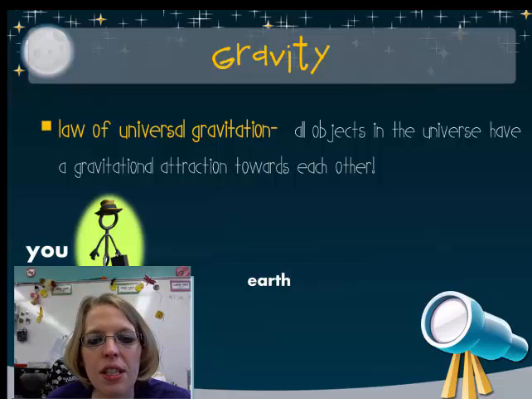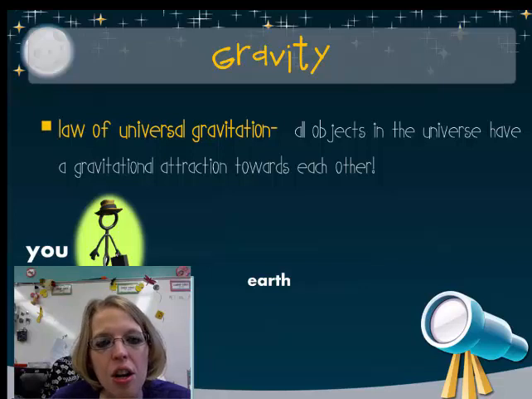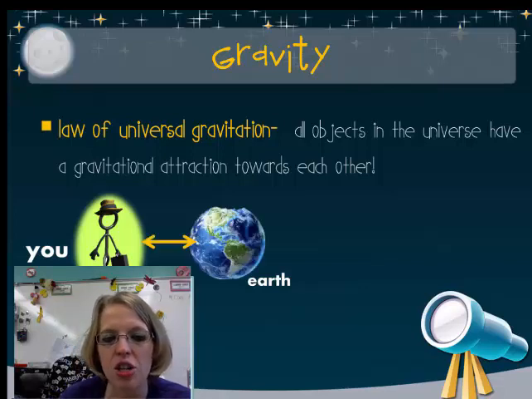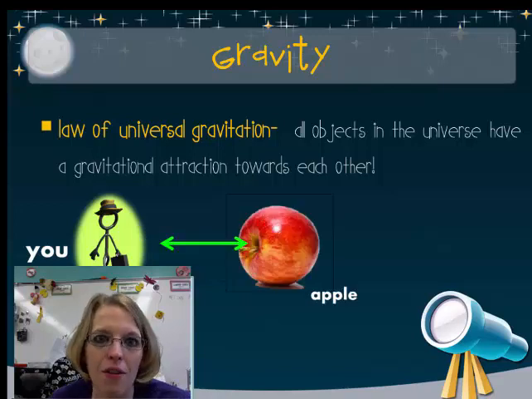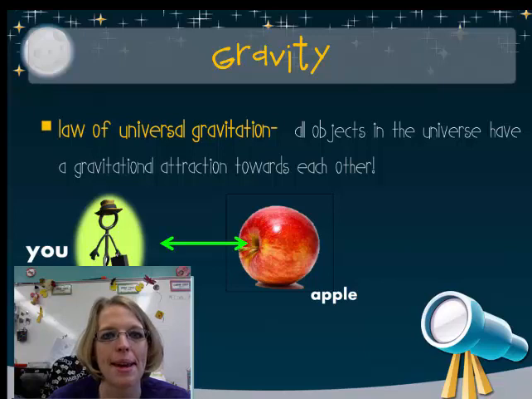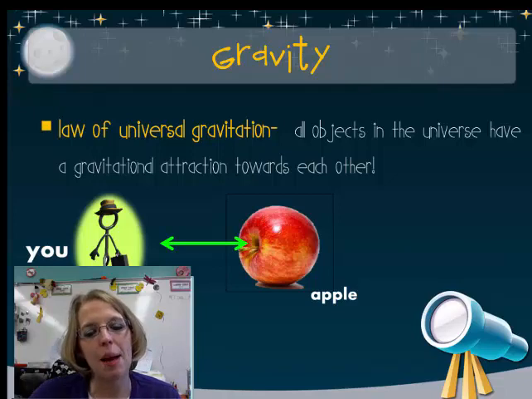So the law of universal gravitation says all objects in the universe have a gravitational attraction to each other. You're an object. So you have a gravitational attraction to the Earth, which is why if I decide to push you off this building, you're going to fall down to the Earth. You also have a gravitational attraction to an apple. Now, if I drop an apple, the apple's not going to zoom towards you because the attraction between the apple and the Earth is greater. So the apple then is going to fall down.